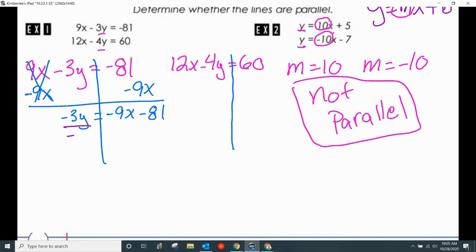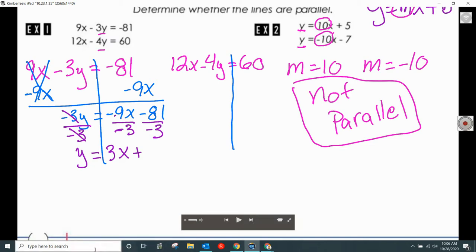So I have to divide by whatever number is in front of y. It happens to be negative 3, not positive 3, it's negative. So make sure you divide by negative. So y equals, well, negative 9 divided by negative 3 is just now positive 3. Negative 81 divided by negative 3. So that's a negative divided by a negative, I know it's going to be a positive. 81 divided by 3 is what?